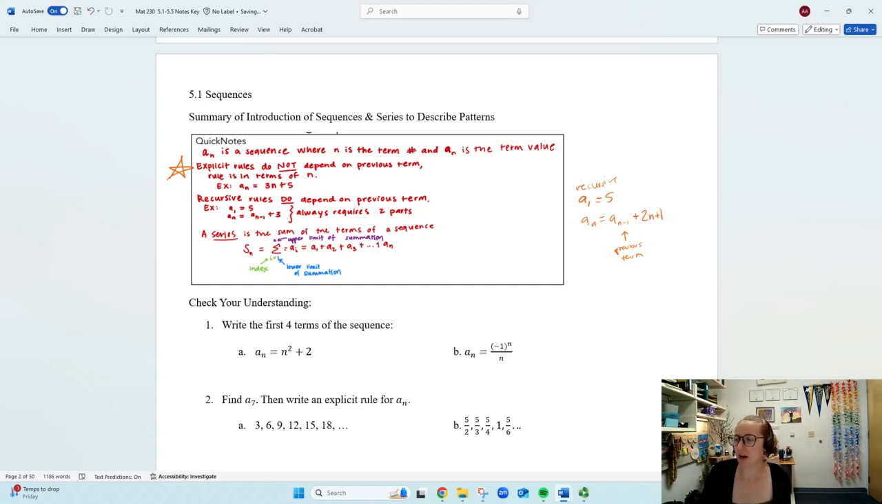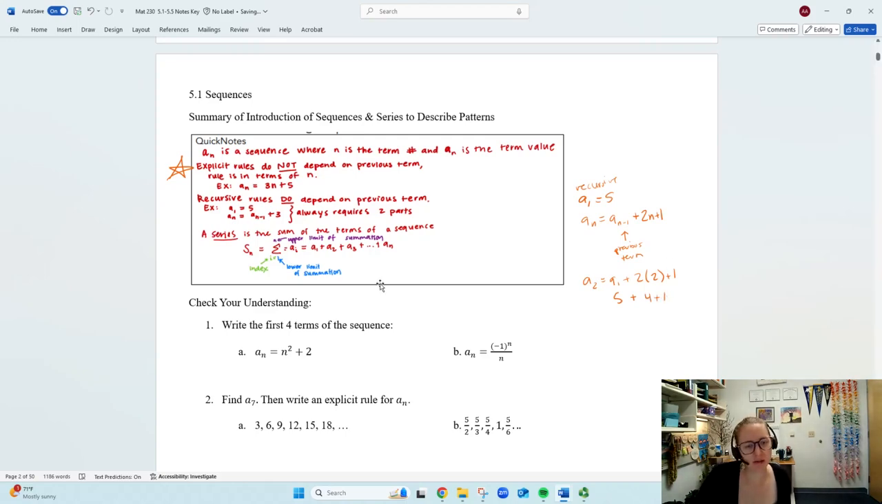But let's try that out for just the very first term, or actually the second term. So a sub 2 would be equal to the term right before, which we know is 5, plus 2 times our n value, which is 2, plus 1. So I would have 5 plus, and then this would be 4 plus 1.